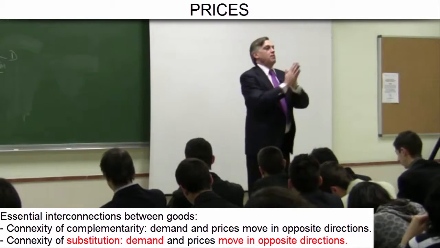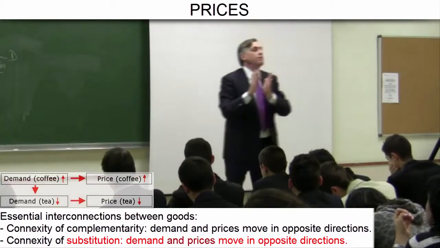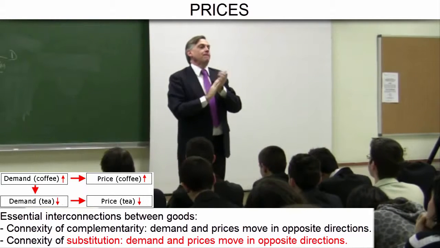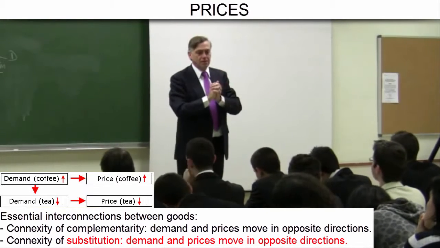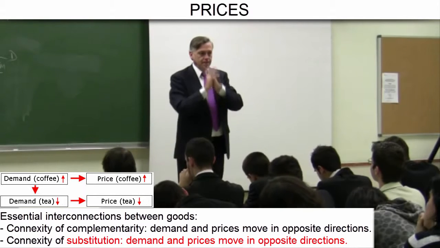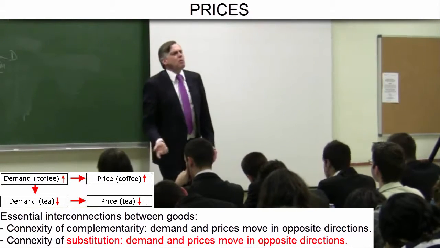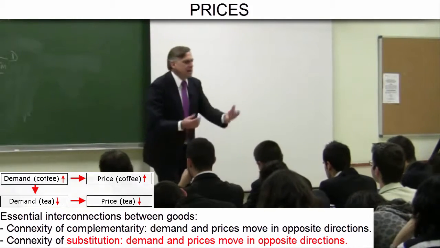What about the price? Well, let's analyze this. If there is more demand for coffee, and the price of coffee goes up, other things being equal, there is less demand for tea, and the price of tea goes down. This is just the opposite of what takes place in a relationship of complementarity.